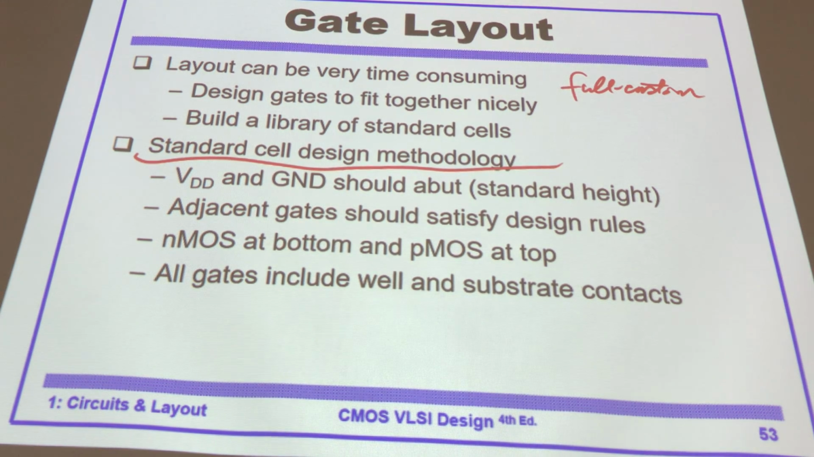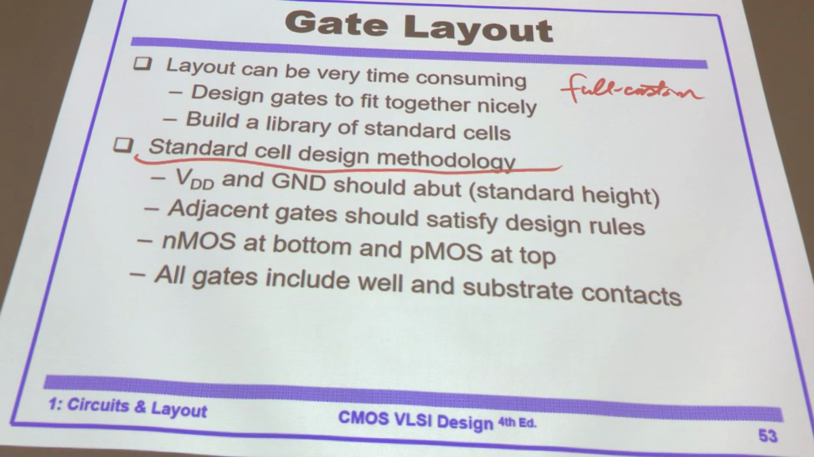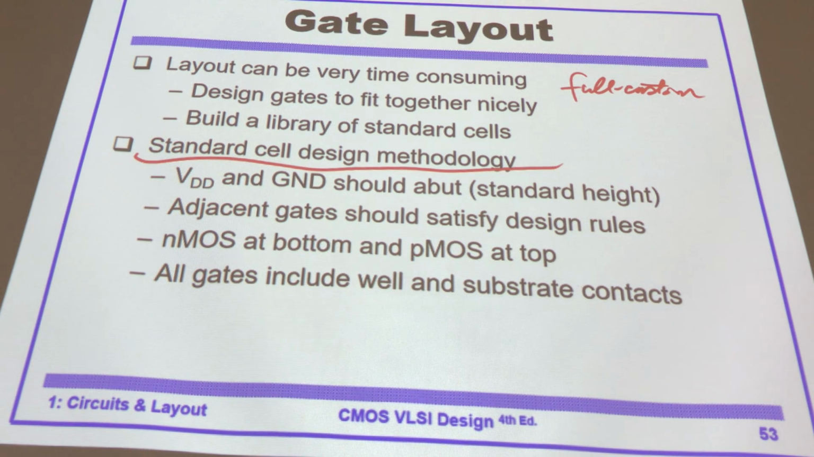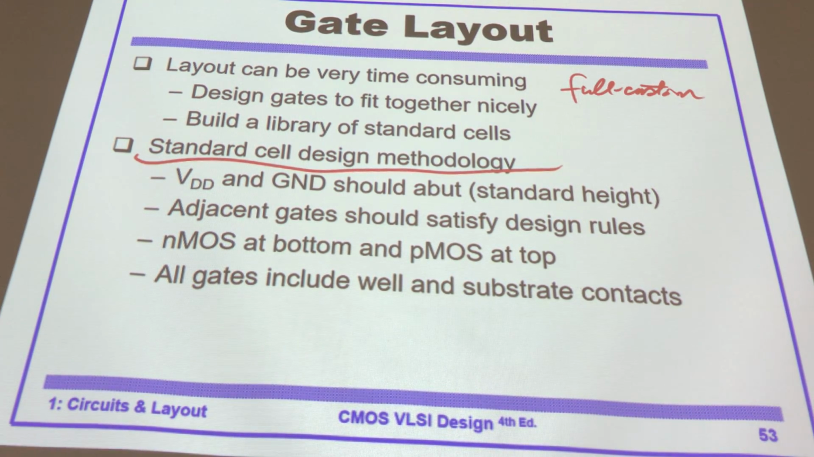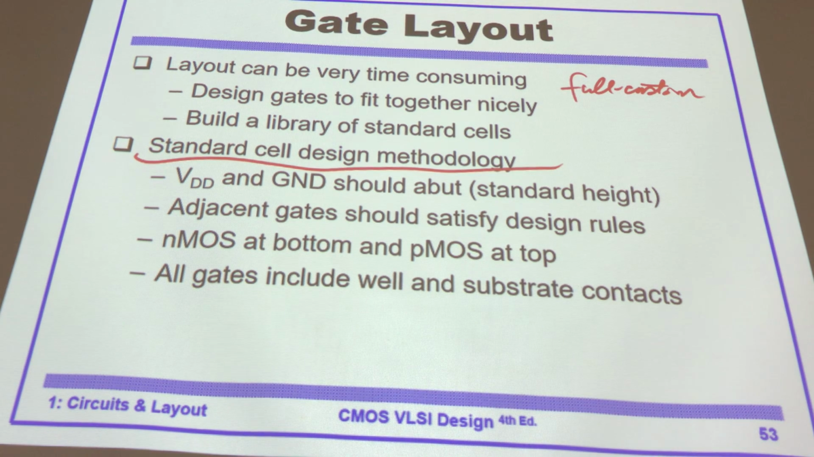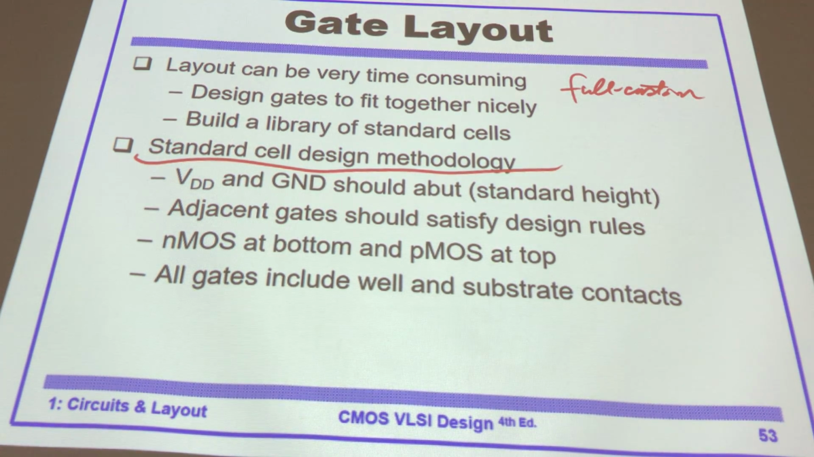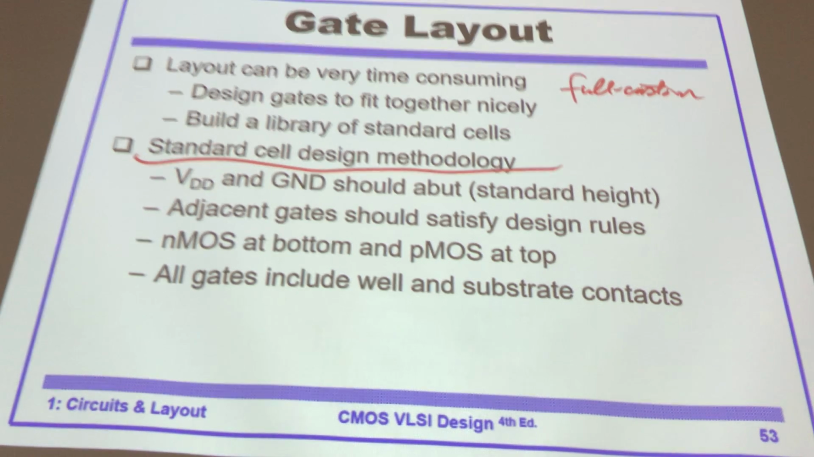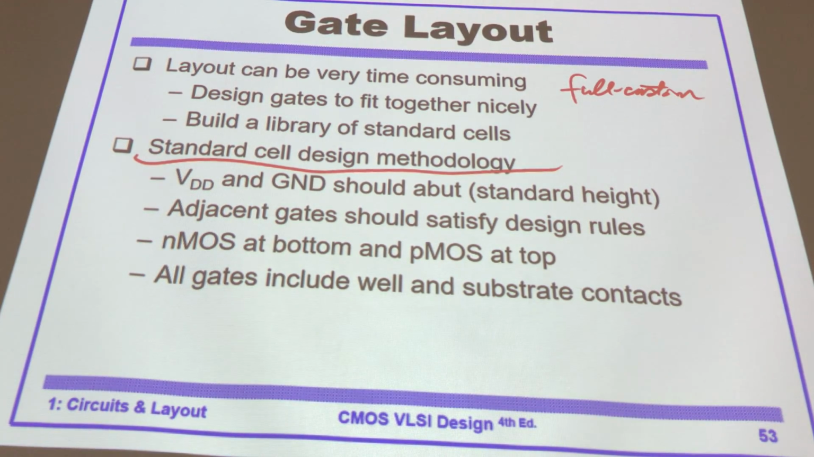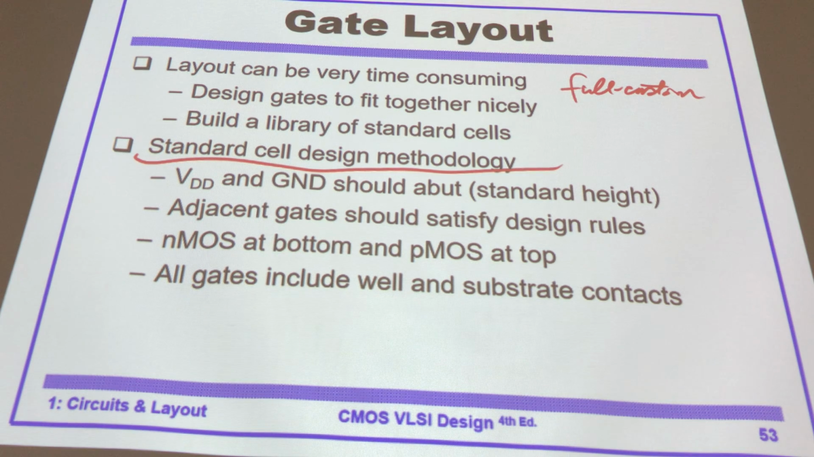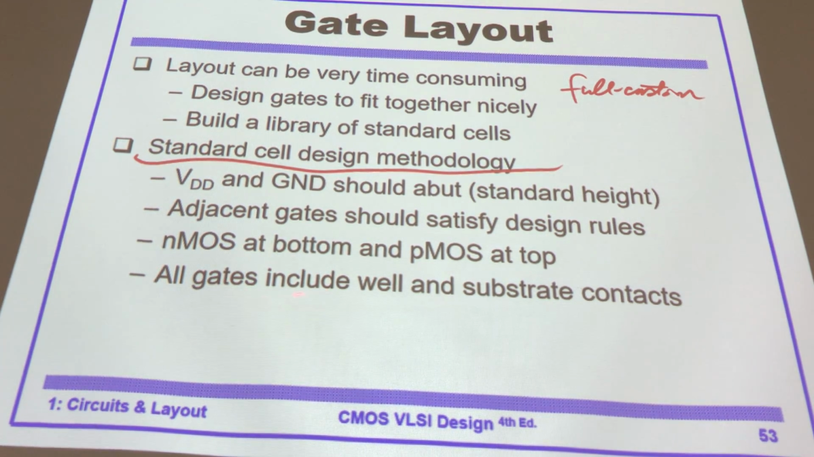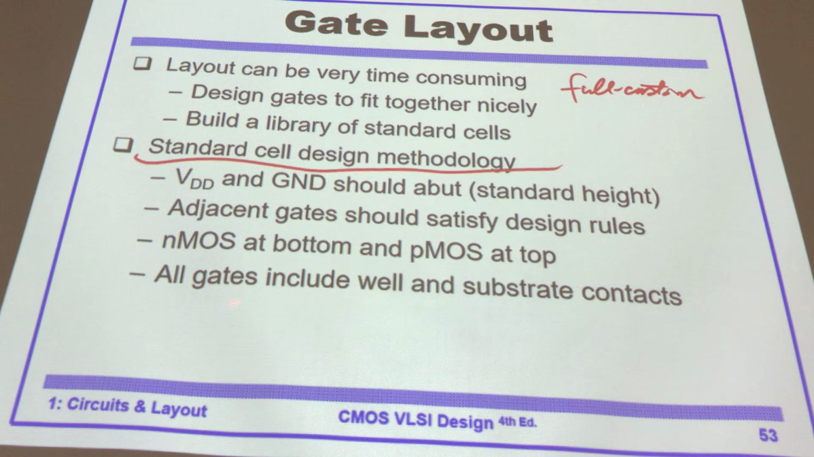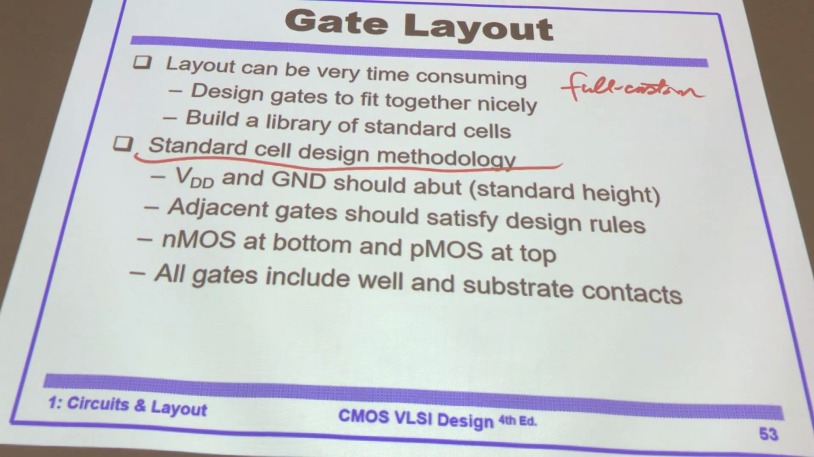Although typically NMOS at the bottom for one row and PMOS at the top for the row. Well, actually it doesn't matter because the chip can turn around, turn upside down. So it doesn't matter which one is top, which one is bottom. They should be the same in the same row. All gates include well and substrate contact. Actually, I have already mentioned that. Substrate and well connected to the correct power signal.